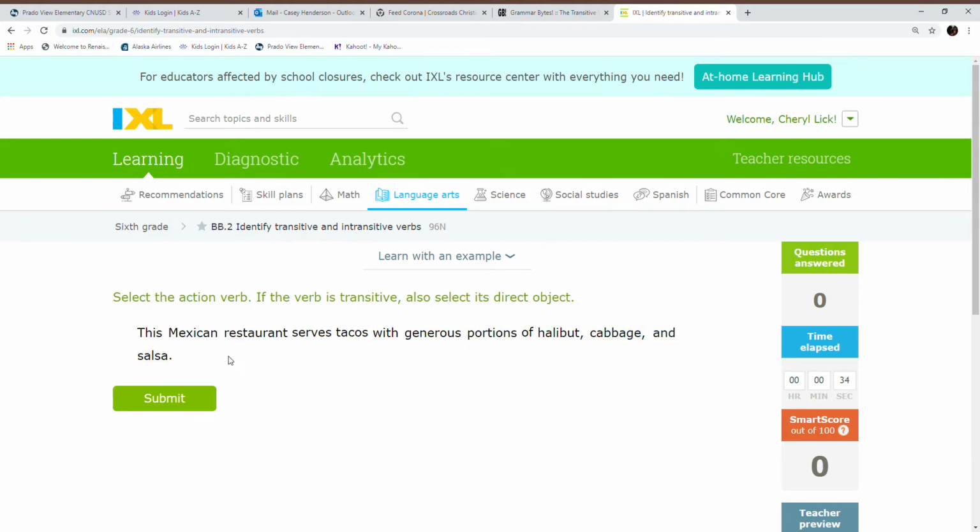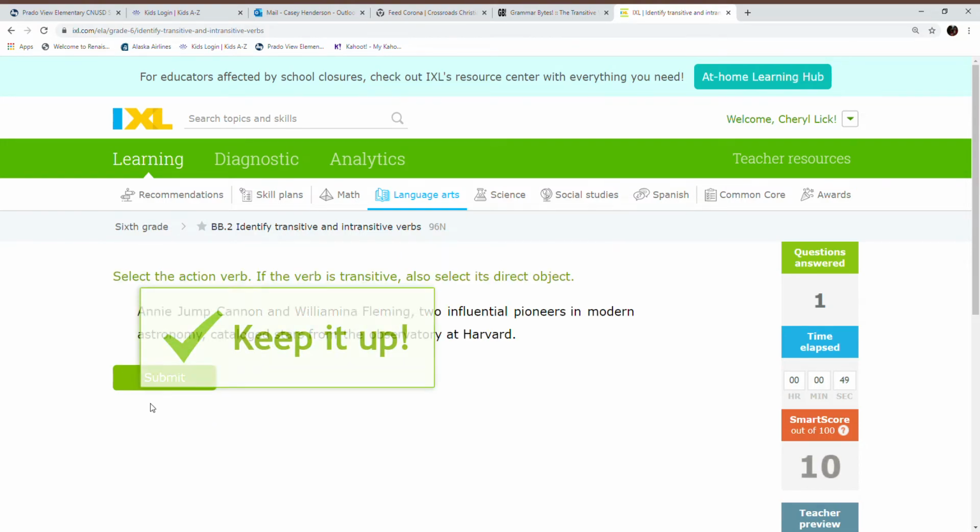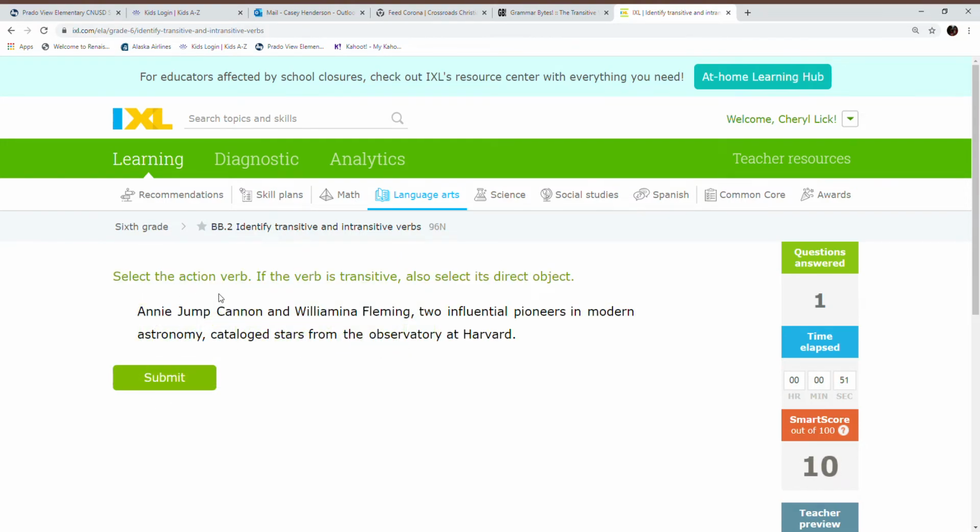Okay. Hopefully you guys can tell that the restaurant is the subject. What does the restaurant do? Well, it serves. And what does it serve? And this one's pretty easy. It serves tacos. So that's the transitive verb, and that's the direct object. All right. So same directions.